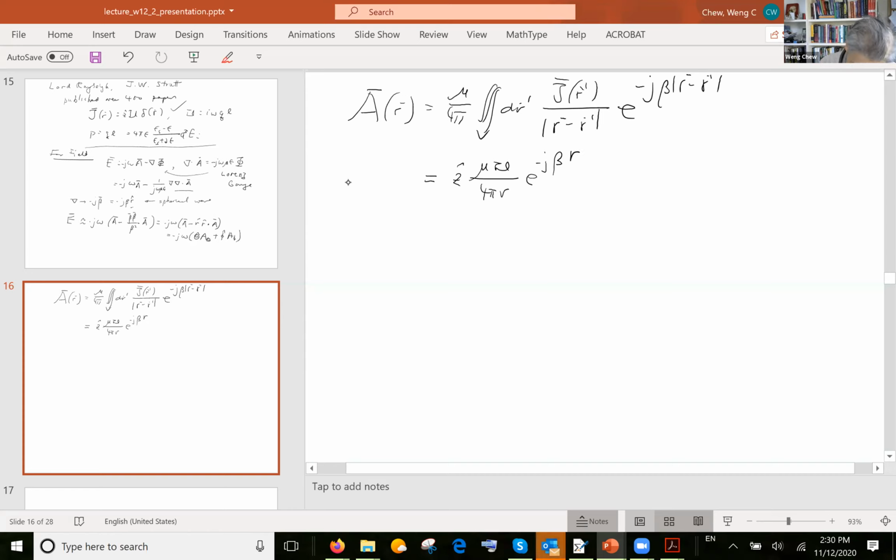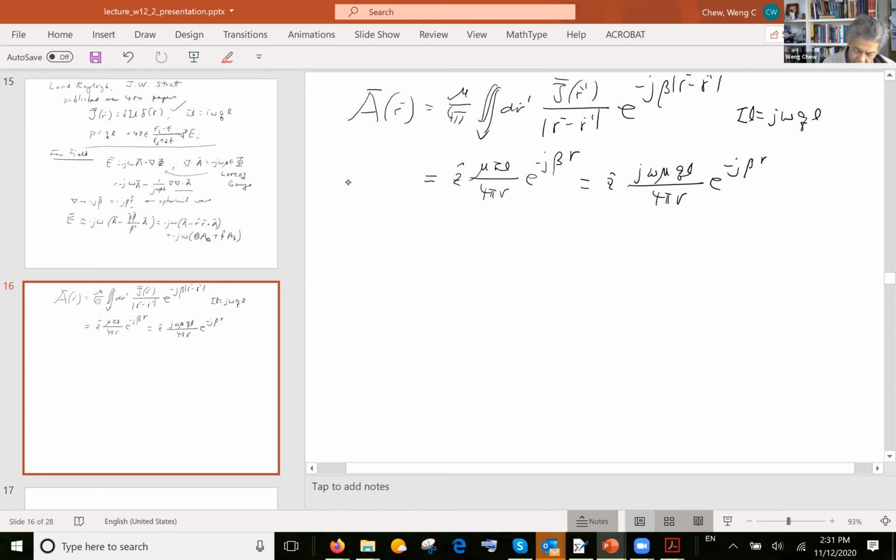I get that to be my solution, and this again is writable as j omega mu QL over 4 pi r e to the minus j beta r, if I assume that I is j omega q, so IL is j omega QL. If I make this assumption, then the vector potential is given by that expression over there.